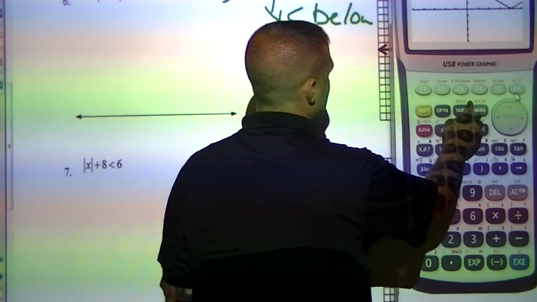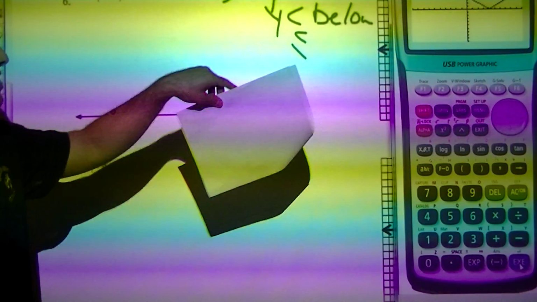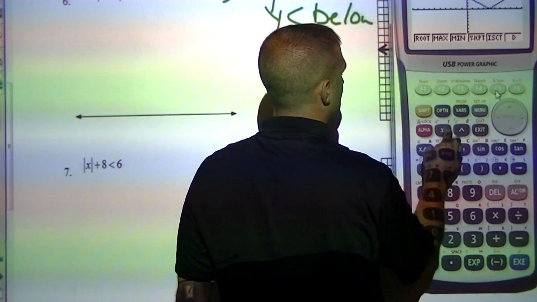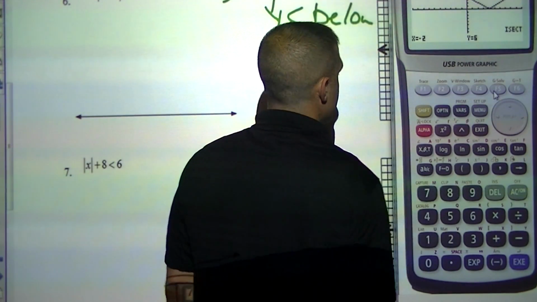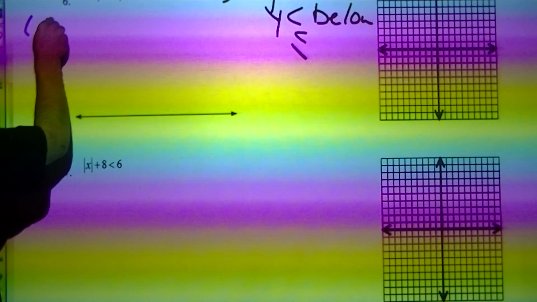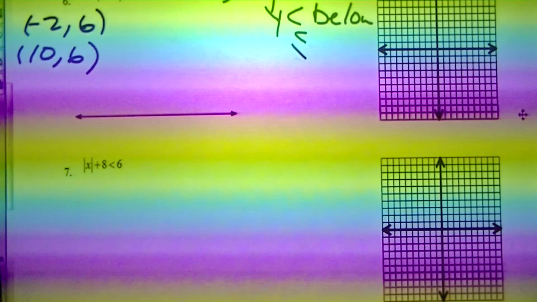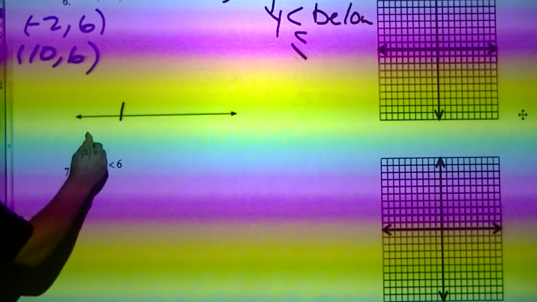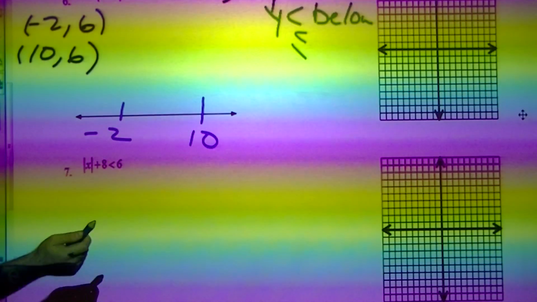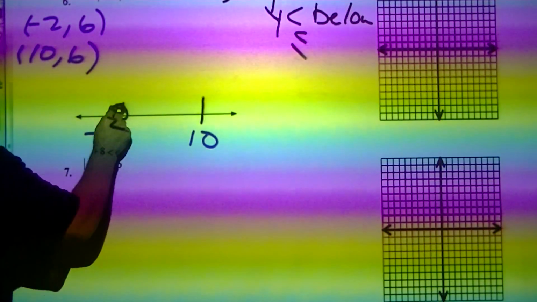All right, I can't see it, so I'm going to zoom out, enter. All right, I can see my 2 intersections. G-solve intersection, -2, 6, 10, 6. Okay, so I got -2, 6, 10, 6. Now, once again, the x values that I care about are -2 and 10. -2 is the smaller number. Since I have this kind of line underneath, I'm going to have a closed circle.